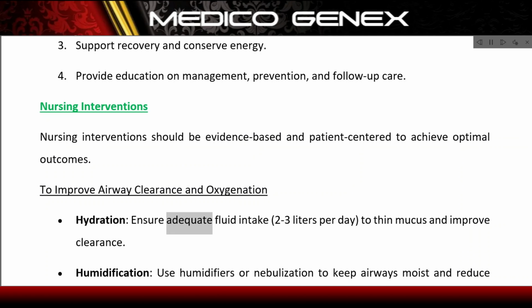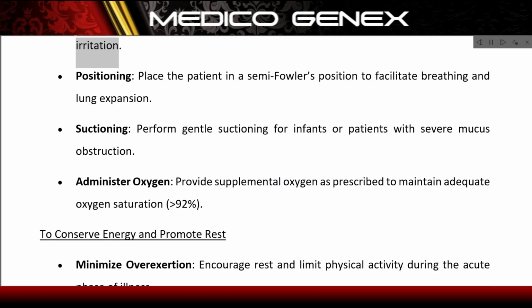Hydration: ensure adequate fluid intake, 2 to 3 liters per day, to thin mucus and improve clearance. Humidification: use humidifiers or nebulization to keep airways moist and reduce irritation. Positioning: place the patient in a semi-Fowler's position to facilitate breathing and lung expansion. Suctioning: perform gentle suctioning for infants or patients with severe mucus obstruction. Administer oxygen: provide supplemental oxygen as prescribed to maintain adequate oxygen saturation, 92% or above.